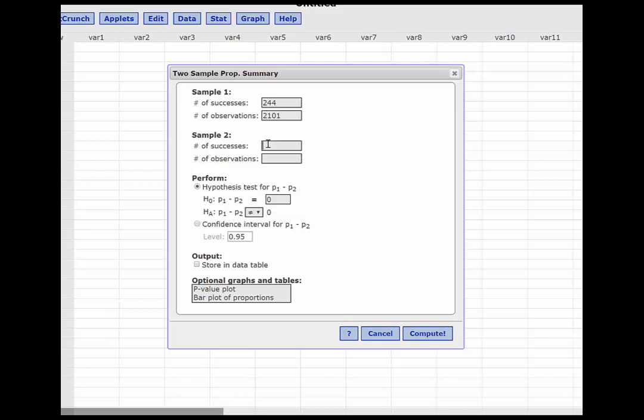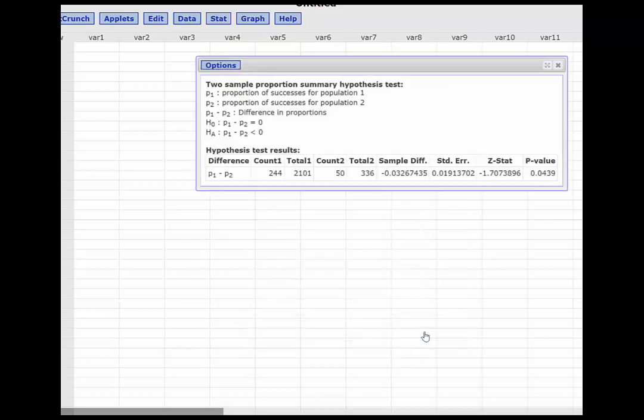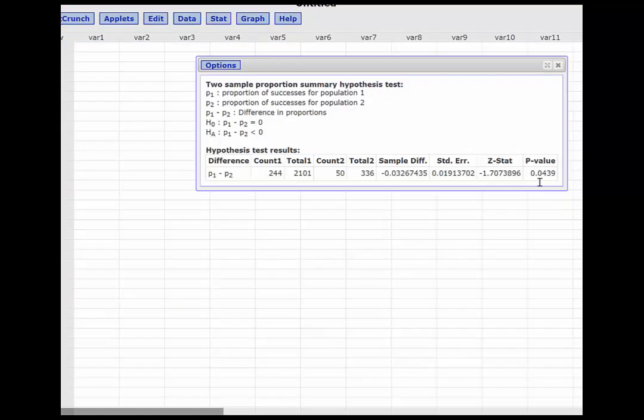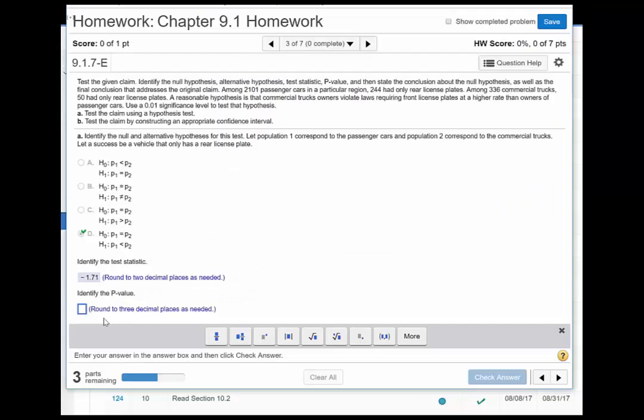Sample 2 was to be the commercial vehicles. The number of successes is 50, and the number of observations is 336. The alternative hypothesis was that P1 was less than P2. Click Compute, and we find a z-stat value of -1.71. Now we are to identify the p-value. The p-value was given to us as 0.0439. We are to round to 3 decimal places, so we will type in 0.044.